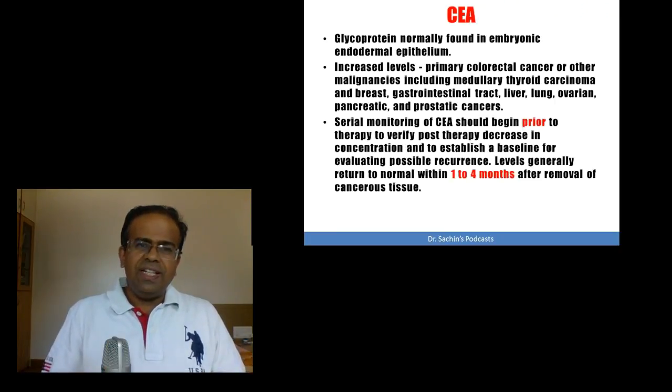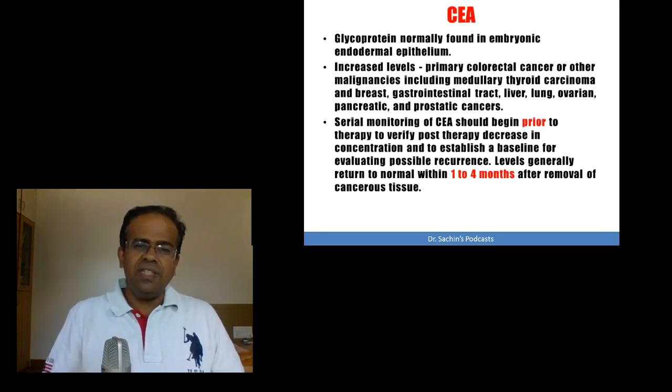Now to go into more details, what is carcinoembryonic antigen? It is a glycoprotein normally found in embryonic endodermal epithelium. So increased levels are found in cancers that develop in organs that develop from this endodermal epithelium, and those include primary colorectal cancer and other malignancies including medullary thyroid carcinoma and breast cancers, gastrointestinal tract cancers, liver cancers, lung cancers, ovarian cancers, pancreatic cancers and prostatic cancers.